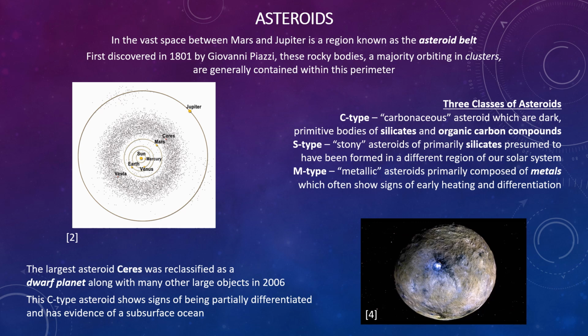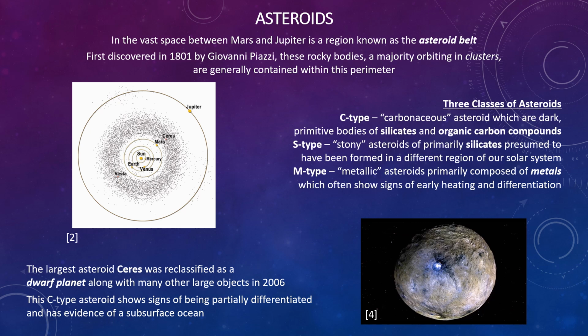We have the C type, which stands for carbonaceous asteroids, which are dark, primitive bodies of rocks, of silicates and other organic compounds. We also have the S type for the stony asteroids, which are composed primarily of silicates, and they are presumed to have formed in a different region of our solar system than the carbonaceous ones. And then lastly, we have the M types, the metallic asteroids, which are composed primarily of metals, and these show signs of having very early heating and that differentiation that we know of from our planetary formation.